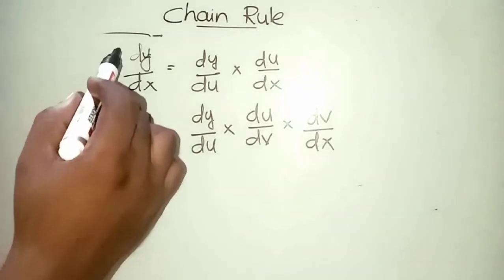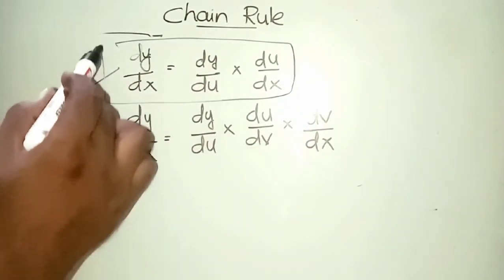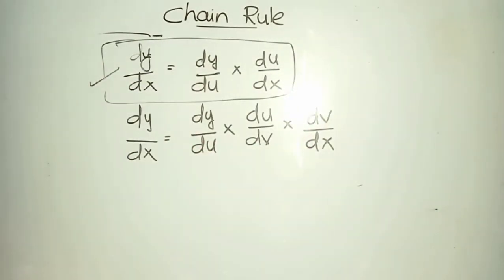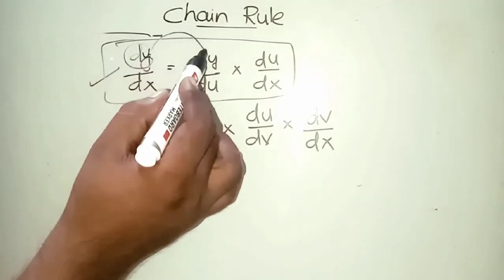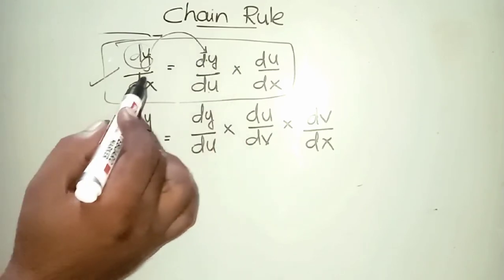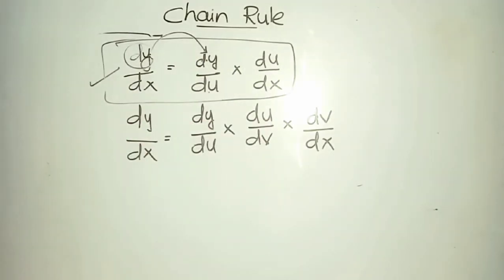So remember, this is the chain rule, we have to use the chain rule for every problem wherever we have the binomial expansions. So remember, as dy is the numerator, that comes first, dy by du times du by dx. That is considered as the chain rule, and let's do some problems related to chain rule.